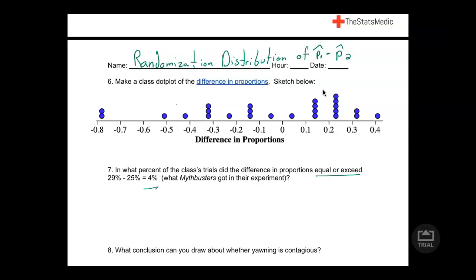So we're going to take a look at 4% or higher. If we go ahead and look, this value right here is probably that 0.404 that we saw. So 4% or higher would be these points. So to find the p-value, you're going to take the number of circled dots and divide that by the total number of dots.